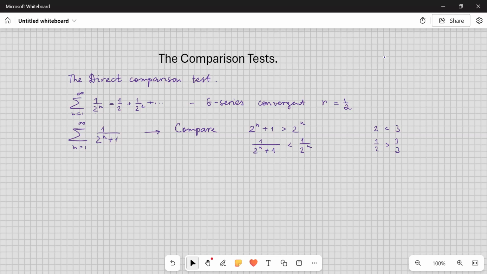It means that every partial sum of this series is going to be greater than every partial sum of this series. Let's maybe label this as series A and this as series B, right? Sum of series A and sum of series B. So the whole series B is going to be less than the whole series A, just because every term is less and then everything is less.